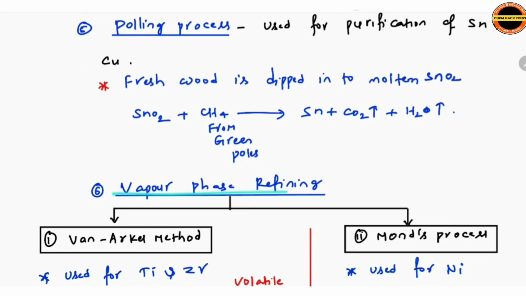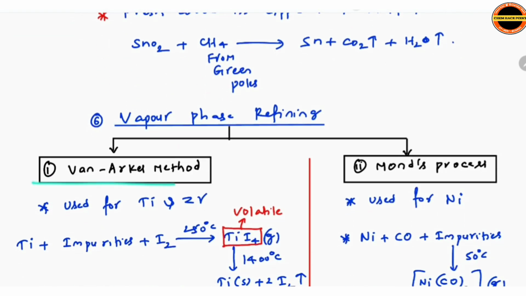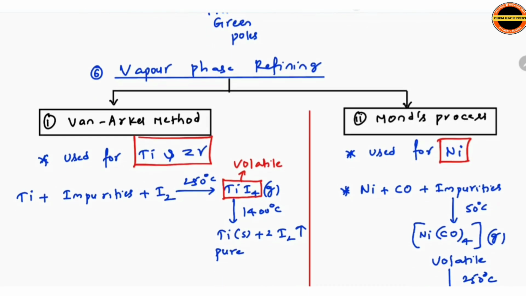Okay. Vapor phase refining has two methods: the Van Arkel method and the Mond process. The Van Arkel method is used for titanium as well as zirconium. These examples are very important. The Mond process is used for nickel. Titanium along with impurities is heated with iodine at 250 degrees Celsius, giving titanium tetraiodide, which is volatile.